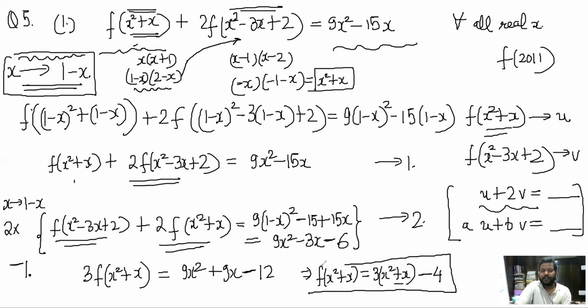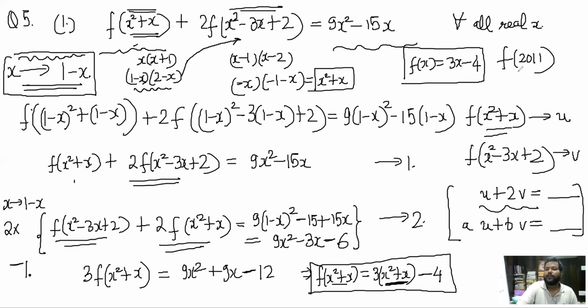Now this is wonderful because f of something is coming in terms of that variable itself. So we can easily see that f of x must be equal to 3x minus 4. Because f of x squared plus x is becoming 3 times of x squared plus x minus 4. So then f of 2011 is pretty straightforward from here. The 6033 minus 4, so 6029 is the answer.